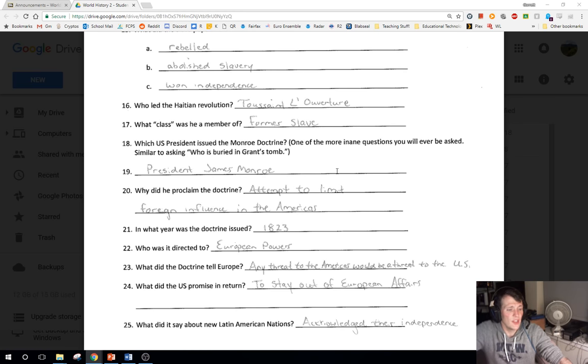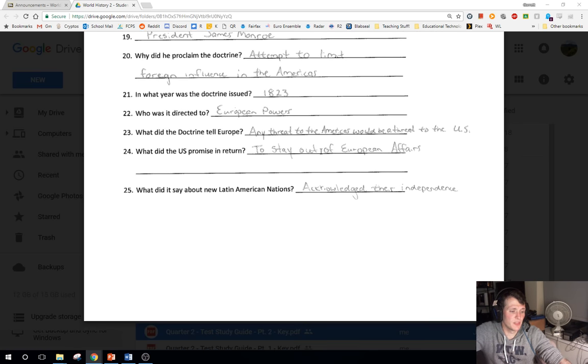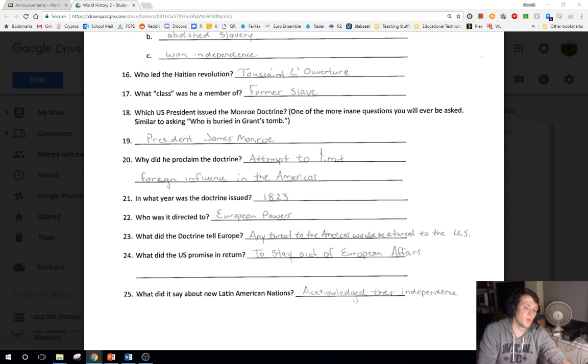Anyway, okay, so moving on, the last piece of this puzzle that you should know is what's called the Monroe Doctrine. The Monroe Doctrine is a document that was written by James Monroe, and the thought is that he is attempting to limit foreign influence in the Americas. The doctrine is going to be issued in 1823.